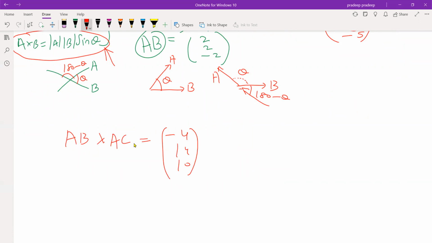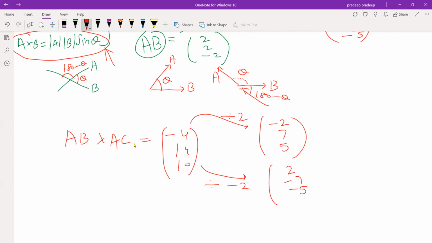Now this is AB cross AC, fine. But if I have to find the simplest form from this, either we can divide this by 2, so we will get -2, 7, and 5. And if I divide this by -2, I'll get 2, -7, and -5. Both are fine, because eventually you have to present your answer in terms of a k. Let's say if I consider this, the answer will be k times -2, 7, and 5.